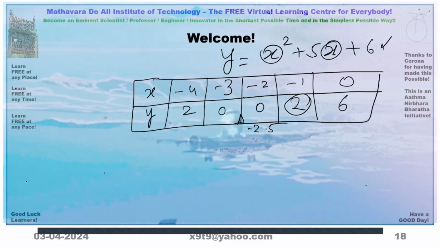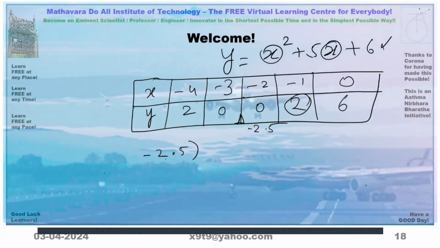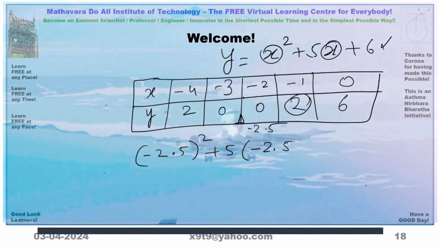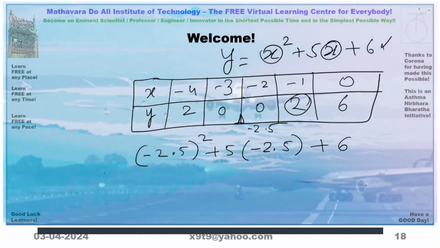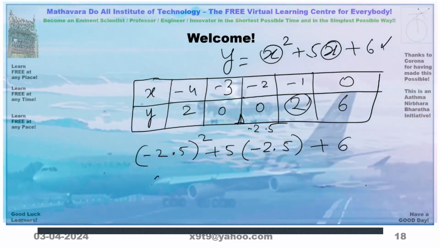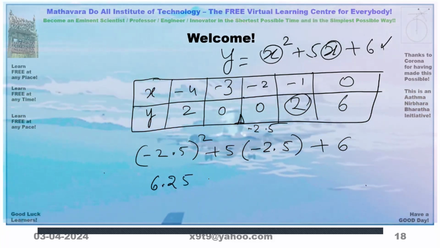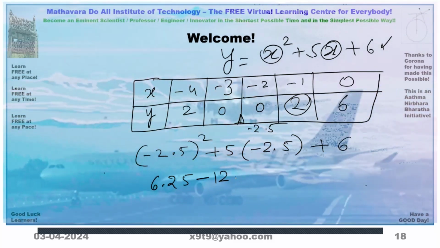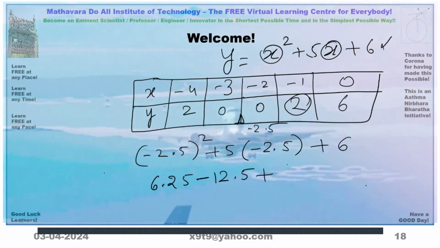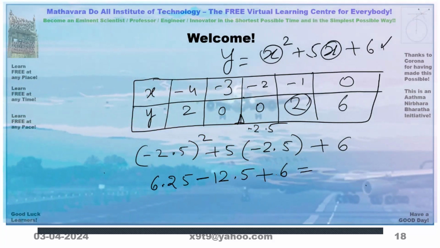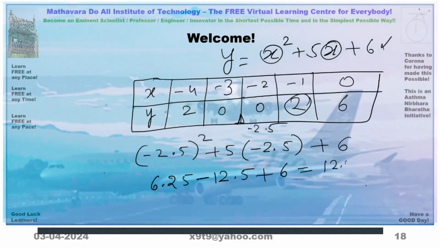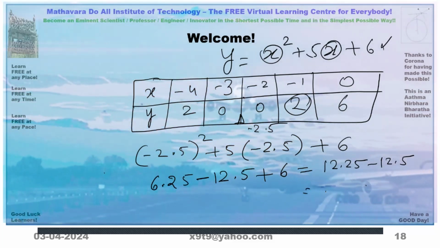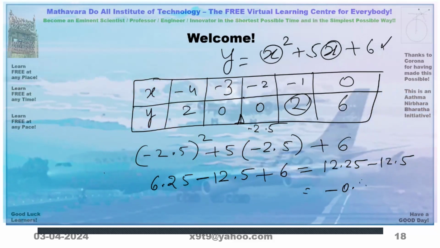Can I show how we have been taught at school? So minus 2.5 square, plus 5 into minus 2.5, plus 6. So this will be 6.25, this is minus 12.5, plus 6. So 6.25 plus 6, 12.25, minus 12.5. So it will be minus 0.25.